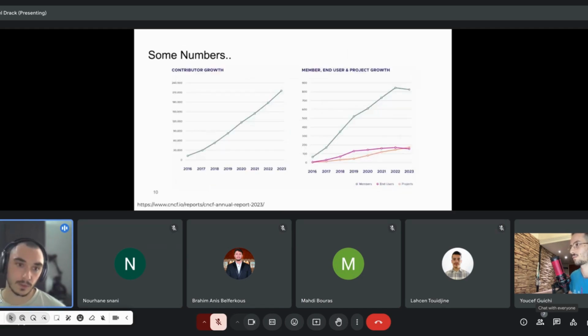The second thing I want to show here are the numbers regarding members of the Cloud Native Computing Foundation. Members, I'm going to talk about that in a second, are actually companies, so not persons, but companies, and end users as well. And we also see the contributor growth to Cloud Native Computing Foundation projects. For example, Kubernetes is also a CNCF project.